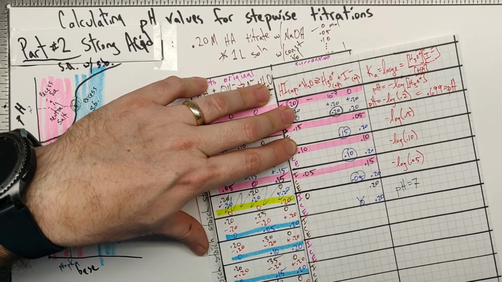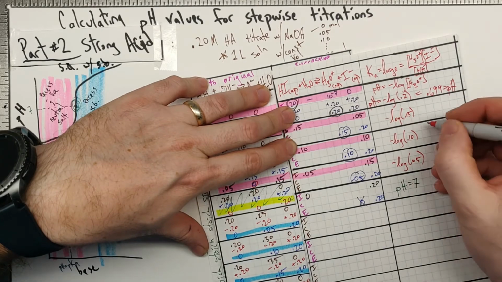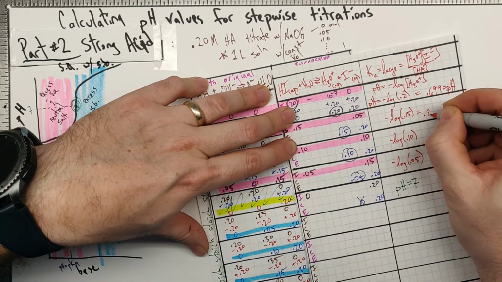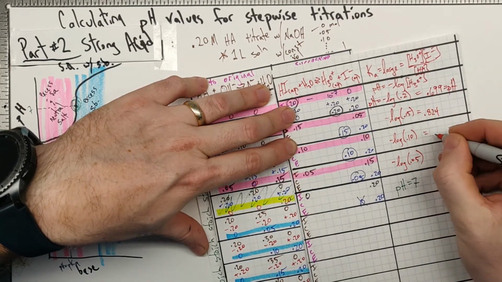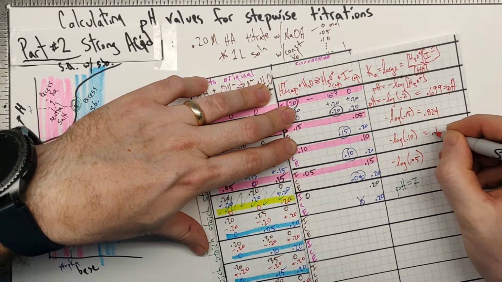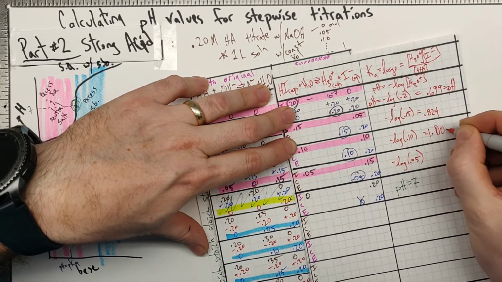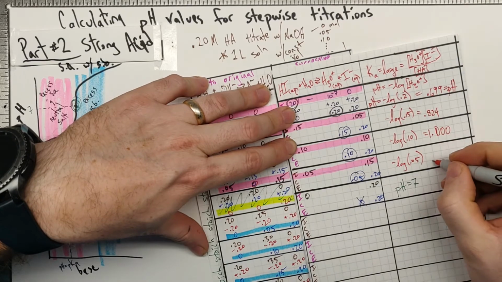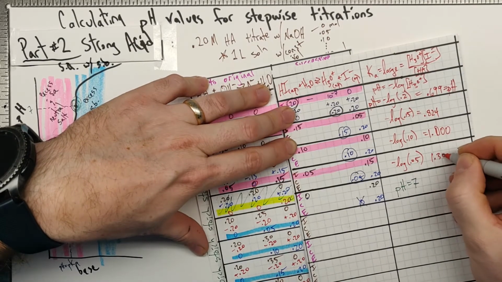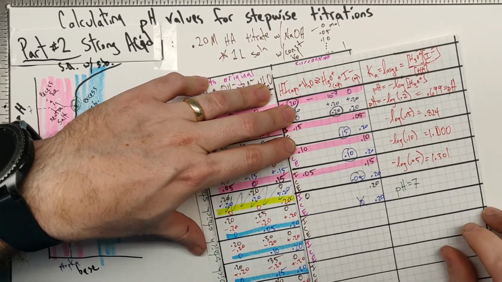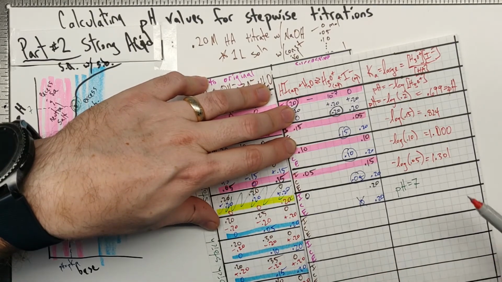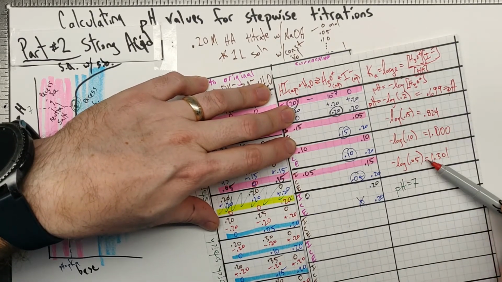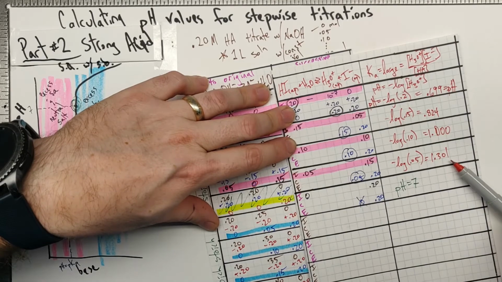That pH, there's my red marker, 0.824, 1.000, I don't know, I had to look at that one, 1.301, and then we've got that one as pH 7. So up until this point, excess acid, strong acid dissociates, we get those pHs right there.